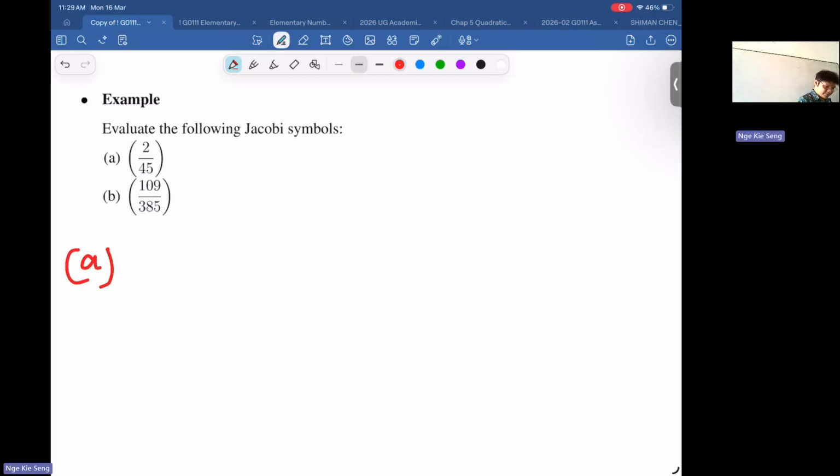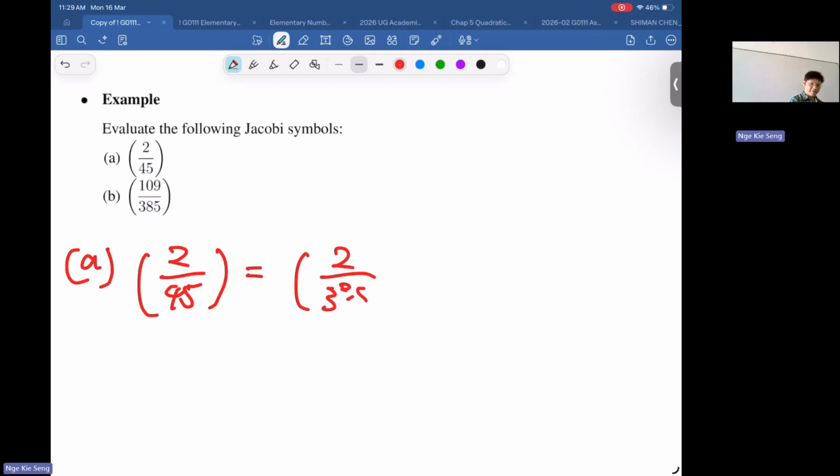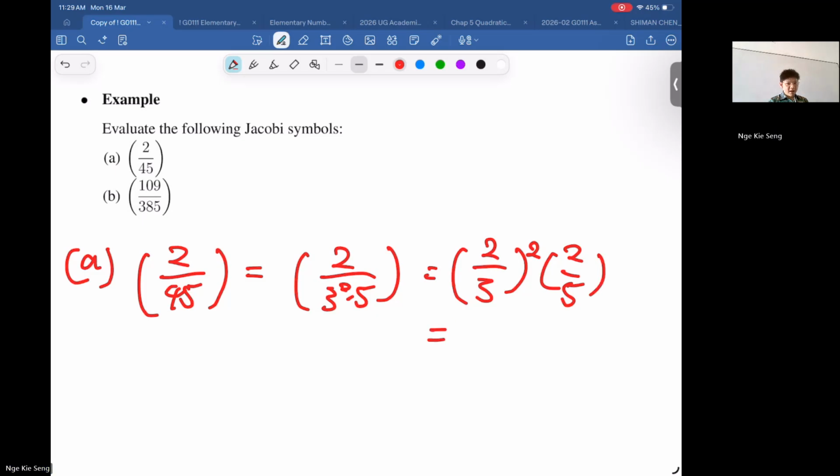Okay, let's try. So what do you do? You split it into its prime factorization. What's the prime factorization here? 3 squared times 5. So you need to compute (2 over 3) squared times (2 over 5). I think (2 over 3) is -1, otherwise you just equate it to 1. And the other one is, again, -1, since 5 is -3 mod 8. As long as p is not plus or minus 1 mod 8, this number is -1. Then altogether you get -1.